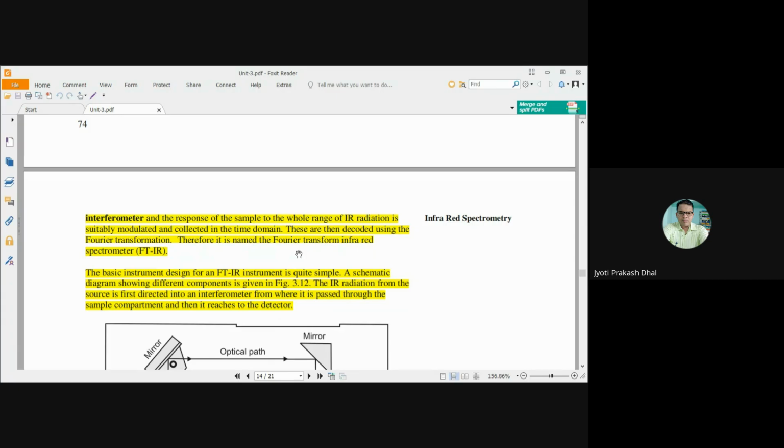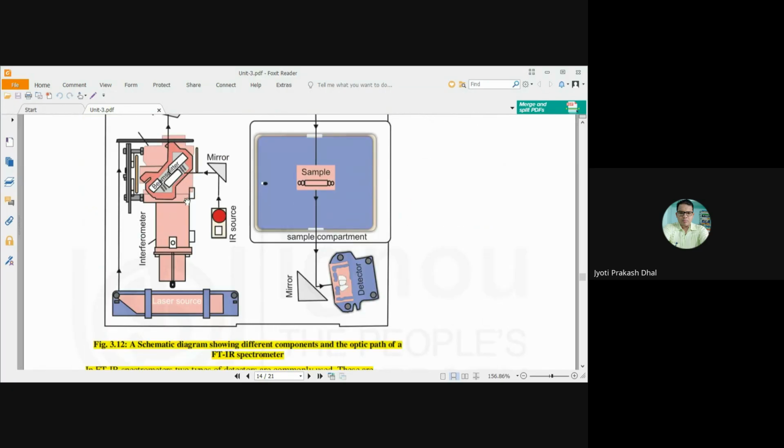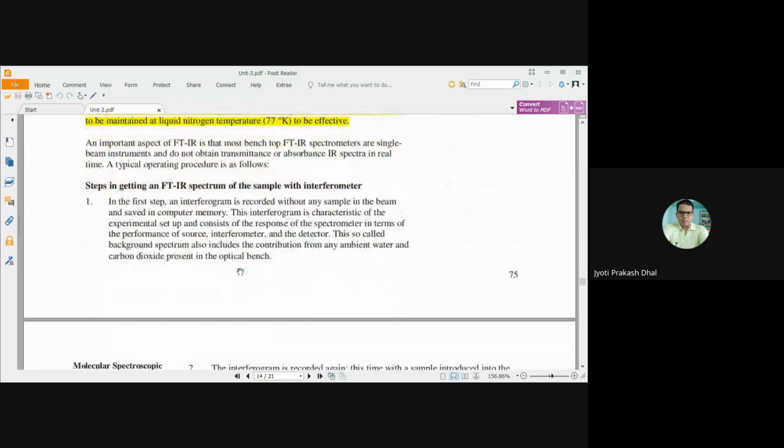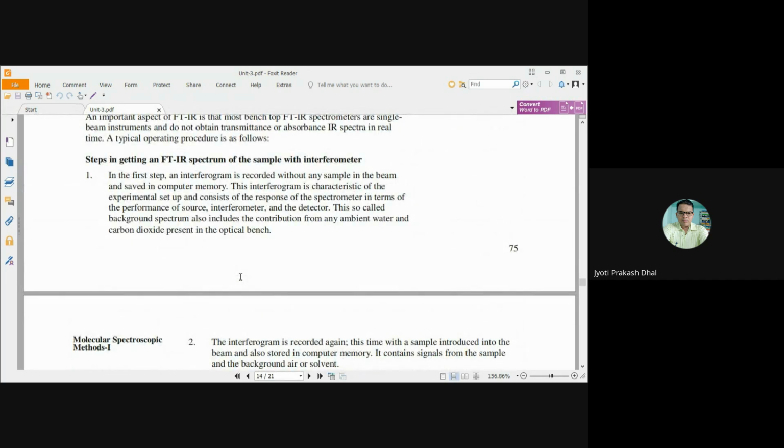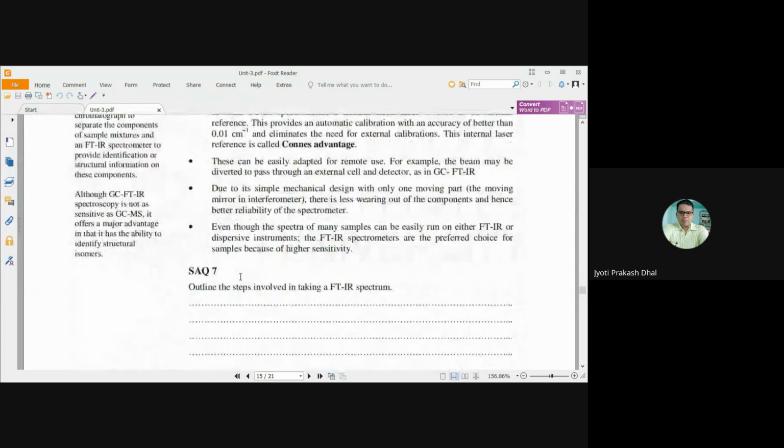So these are decoded using the Fourier transformation. That's why the name of the instrument is Fourier transform infrared spectrometer, that is FTIR. So this is the schematic diagram of FTIR. Now coming to the next one. So these are the advantages and disadvantages of the FTIR.